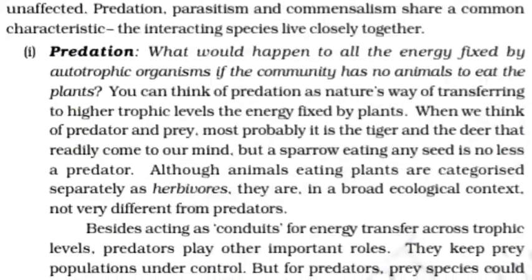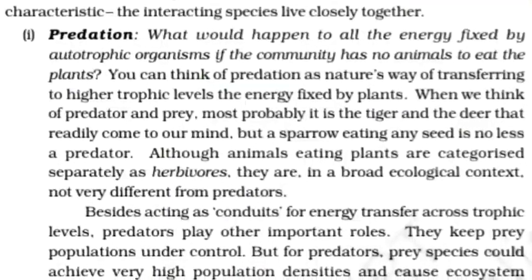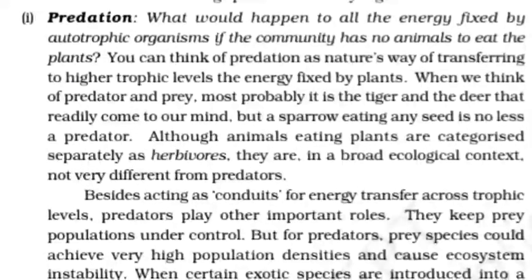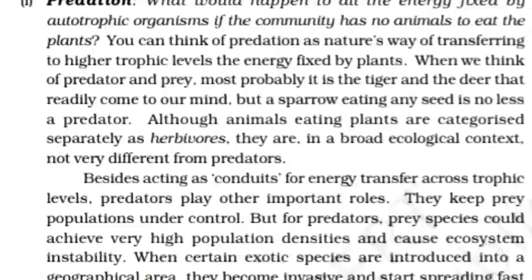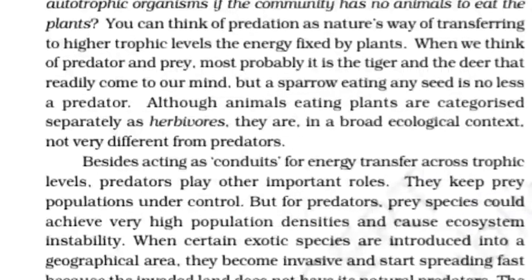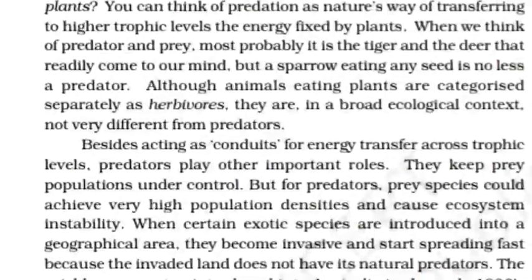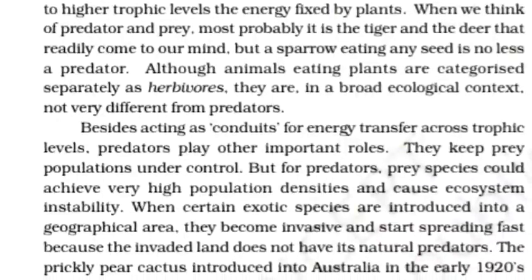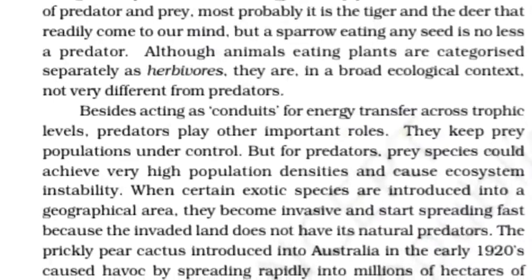Predation. What would happen to all the energy fixed by autotrophic organisms if the community has no animal to eat the plant? You can think of predation as nature's way of transferring to higher trophic levels the energy fixed by plants. When we think of predator and prey, most probably it is the tiger and the deer that readily come to our mind. But a sparrow eating any seed is no less a predator. Although plant-eating animals are categorized separately as herbivores, they are, in a broad ecological context, not very different from predators.